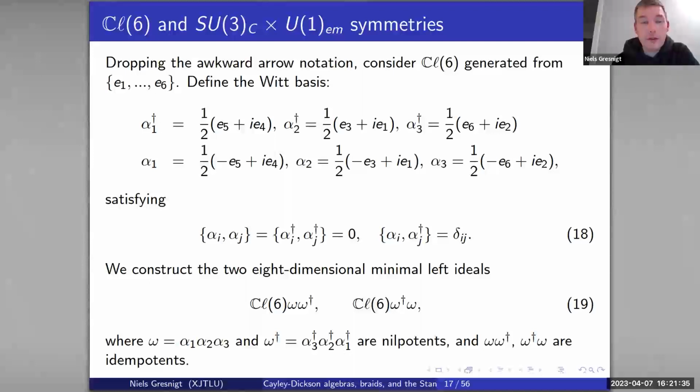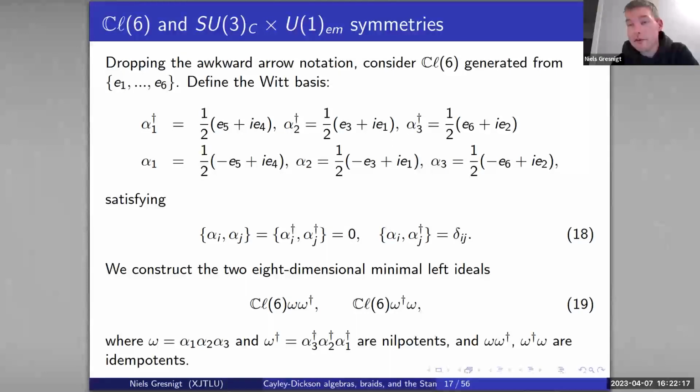Now, from this basis, we can define a new basis called a witt basis, which we write in terms of alphas and alpha daggers. And you can see that this witt basis relies on having the complex i in there. So it's not possible to do this within the real octonions. So we need to use the complex octonions to be able to define this basis. Now this basis has a couple of nice properties. So they satisfy the anti-commutation relations in equation 18. And it's also worth pointing out that each of the ladder operators, so each of the alphas or the alpha daggers, are nilpotent. So if you square them, they give you 0.